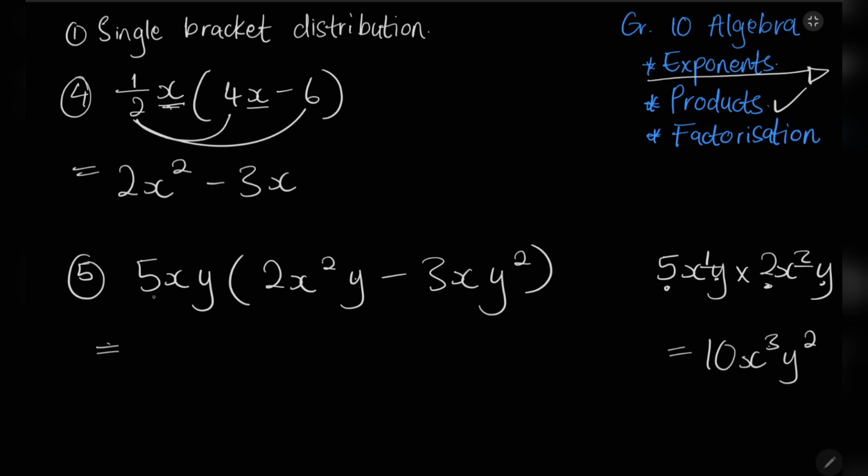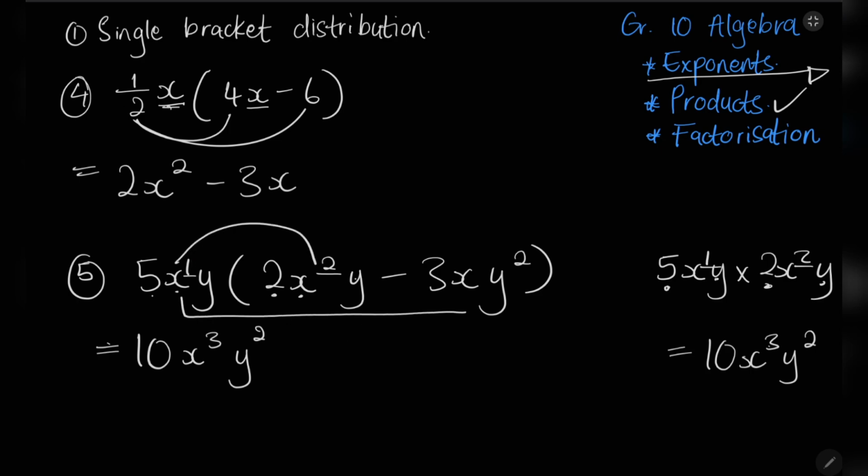So let's write this here. 5 times 2, it's 10. Then x and x. Remember, that's an invisible 1. So it's 1 plus 2, which is 3. Then y times y, which is y squared. You did this times that.